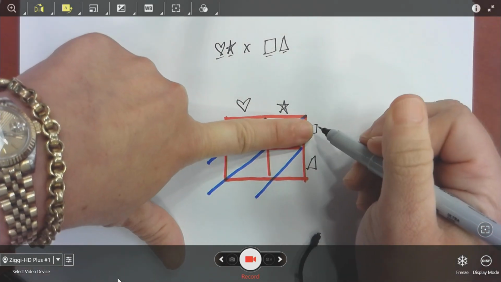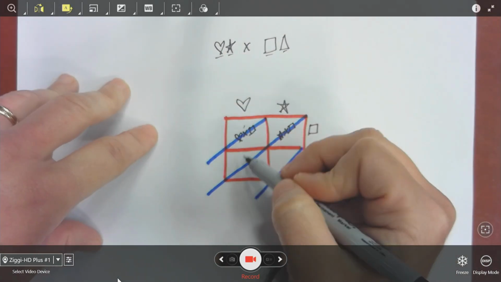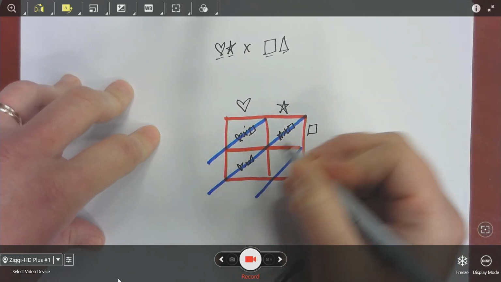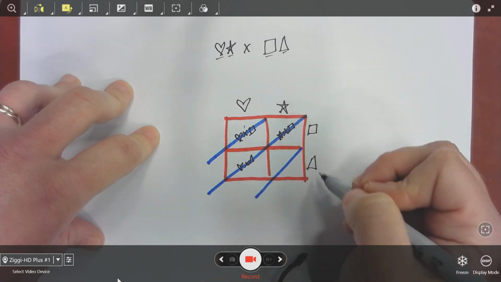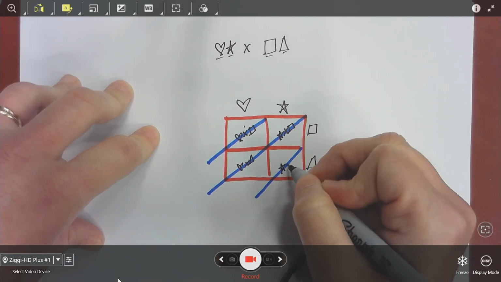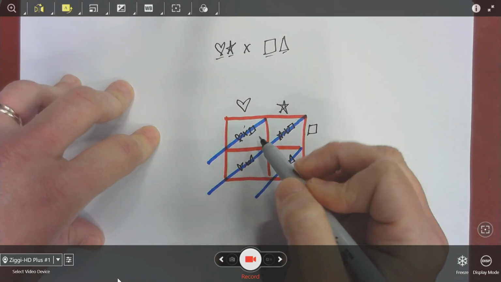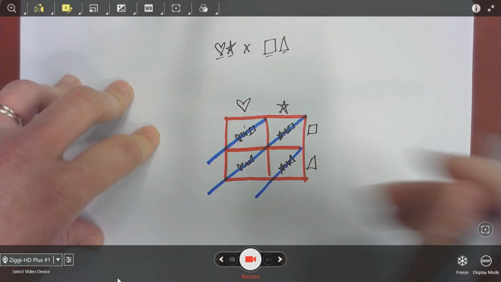Now I'm not really worried about this line because now I'm down here. I'm under the heart and next to the triangle. Heart times triangle. And here I'm under the star and next to the triangle, so it would be star times triangle. That is how we get our numbers in our boxes. Then we can get the fun part with the adding and the sliding.